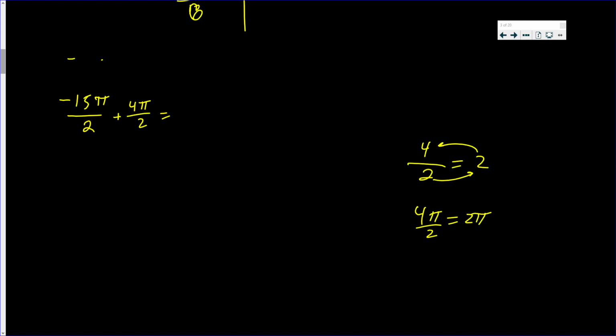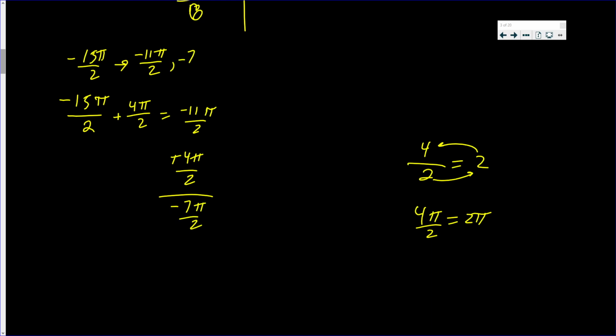Let me just write this on the top, so we can record our answers. Negative 15 pi over 2. Well, this is a negative 11 pi over 2. That, of course, is a negative answer. And then I add another 4 pi over 2. Negative 11 plus 4 is negative 7 pi over 2. Now, I can add another 4 pi over 2, and I'll get negative 3 pi over 2.